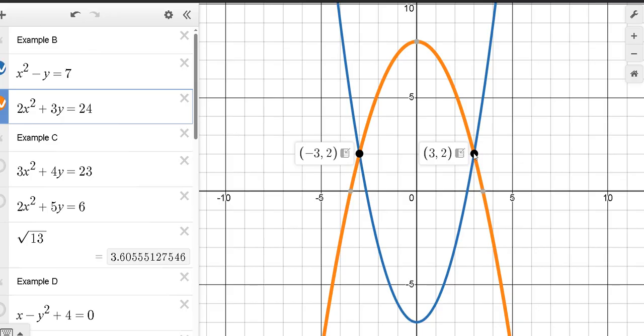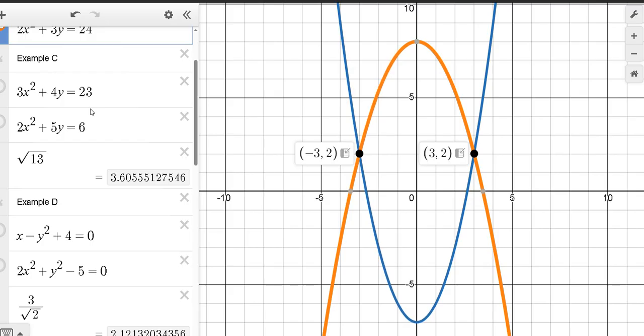So let's move on to example C here. You can see it there. I'm going to leave it up as I copy it myself. So example C. You've got 3x squared plus 4y equals 20, and then 2x squared plus 5y is equal to 6. So, all right.